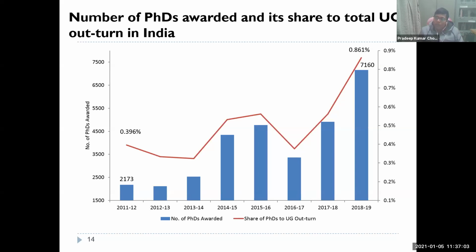One important reason for that is lacking quality faculty with PhD degrees. If you see the data, the number of PhDs awarded and its share to total UG, that is BTech outturn in India, the figure is alarming. 0.8, even less than 1% of the total students getting a UG degree like BTech are enrolling in PhD or getting PhD awarded. So PhD to UG outturn is very, very less. That means even less than 1 in 100 people passing out of UG gets to PhD. They all are getting into the labor market.